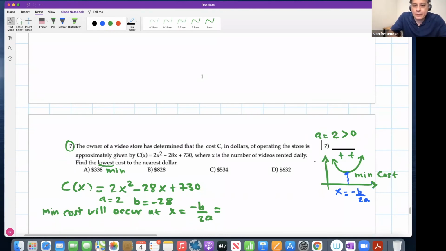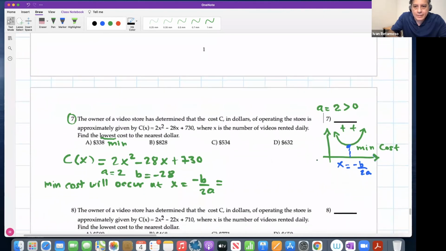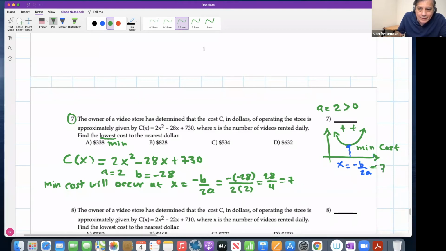Okay, guys, let's do it together, okay? So we can go over more forms. X will be equal to minus b. B is negative 28 over twice a. Twice a is 2, right? This is 4, this is 28. 4 into 28, 7, right? So what is this telling me? It's telling me that this minimum cost is going to happen at x equals 7, right?